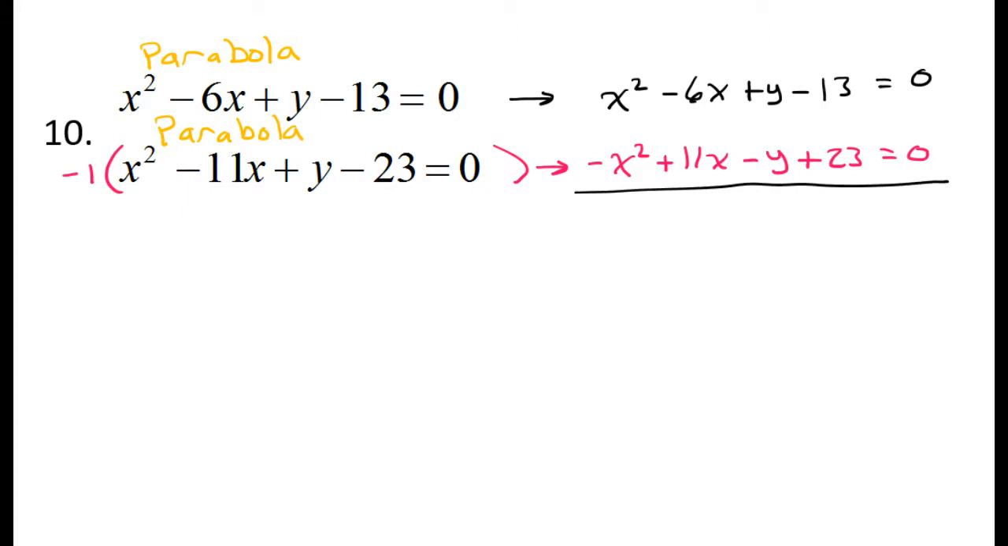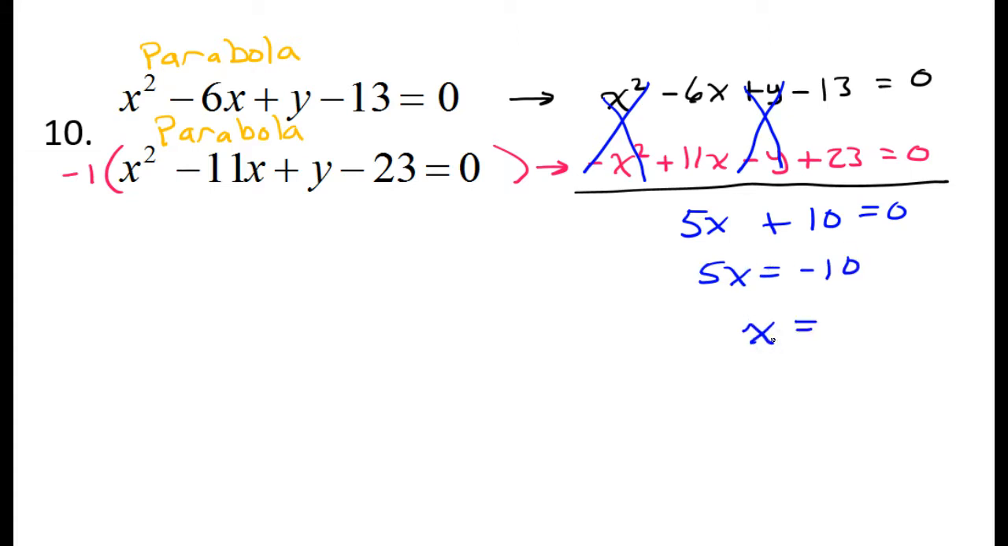And I want to combine like terms. Well, the x squared will cancel out, and -6 and 11, that's going to make 5x. The plus and minus y will cancel out. And here I will have 10 is equal to 0. This will be easy to solve. Subtracting 10 from both sides, I have 5x equals -10. Dividing both sides by 5, I have x equals -2.